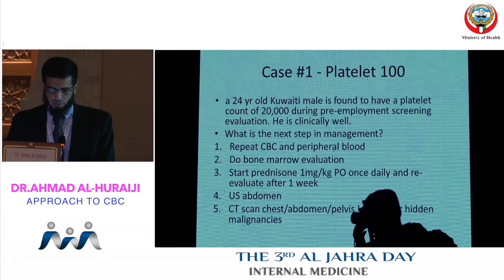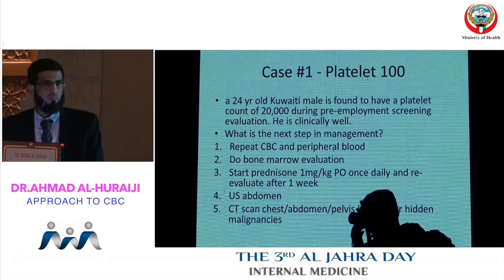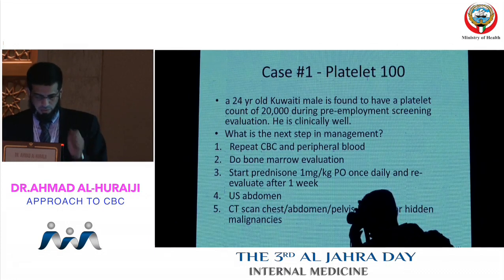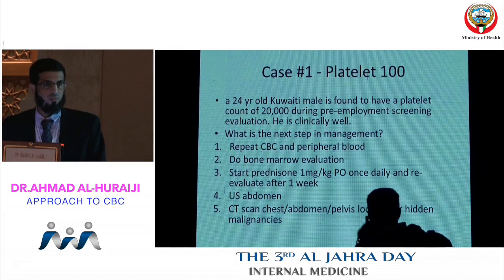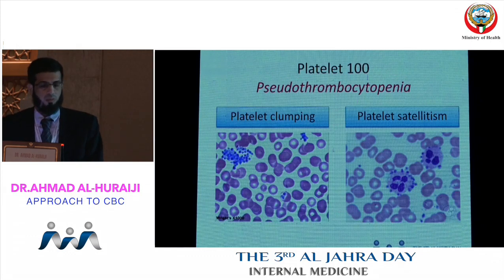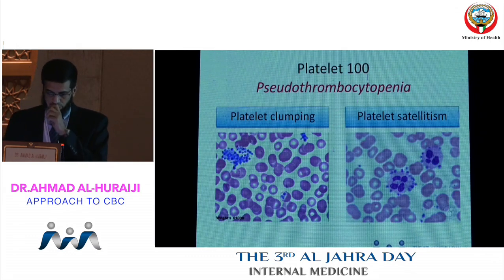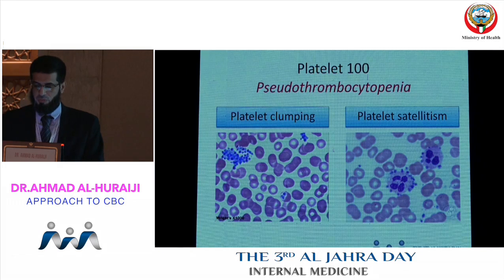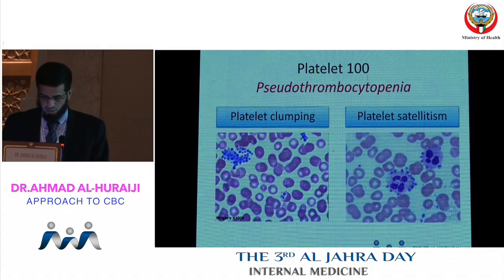This is a 24-year-old Kuwaiti male who, on pre-employment screening, was found to have a platelet count of 20,000. He is previously healthy, has no symptoms, and is clinically fine. The first thing you do is repeat the CBC with peripheral smear evaluation. The possibility of pseudo-thrombocytopenia should be eliminated before any intervention is undertaken, ruling out two things, platelet clumping and platelet satellitism, and sending another CBC using a non-EDTA tube.